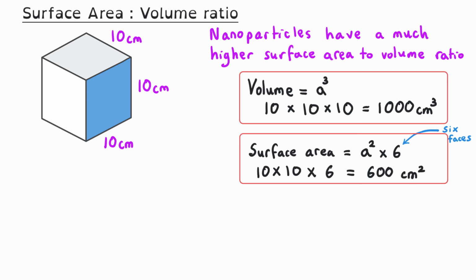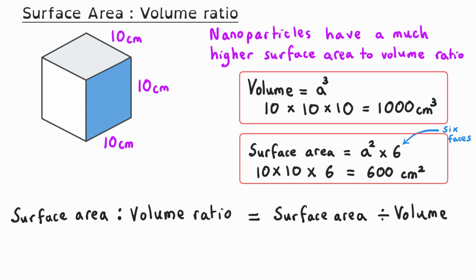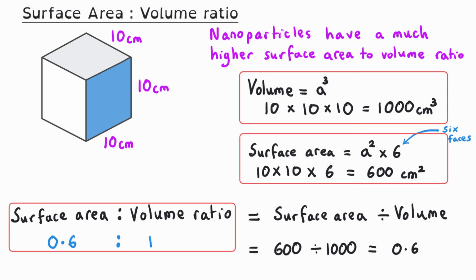And the surface area to volume ratio is calculated by taking that surface area and dividing it by the volume. And so we have 600, we need to divide that by 1000, and that gets us an answer of 0.6. And you might be asked to write this as an actual ratio though, so the surface area to volume ratio is 0.6 for the surface area to 1 for the volume.